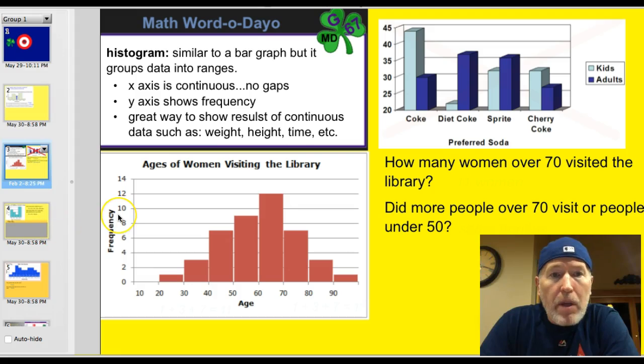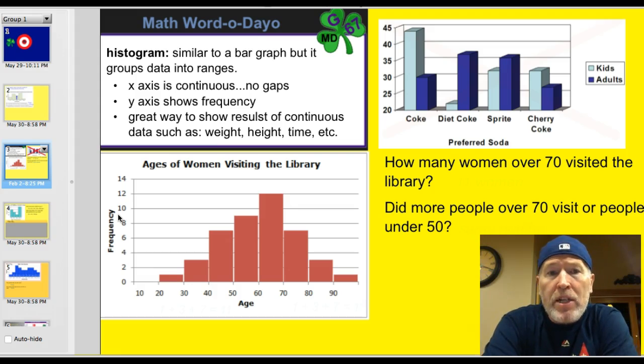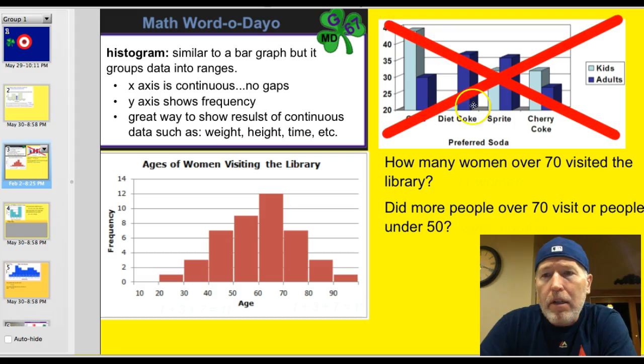Let's take a look at our word of the day. Histogram: similar to a bar graph, but it groups data into ranges. Remember that the x-axis is continuous. There are no gaps from 10 to 90. The y-axis shows the frequency. It's a great way to show results of continuous data such as weight, height, time, etc. Temperature was another one. How about this one though? Coke, Diet Coke, Sprite. Is this a histogram? No way. These are discrete individual categories. That's a bar graph.